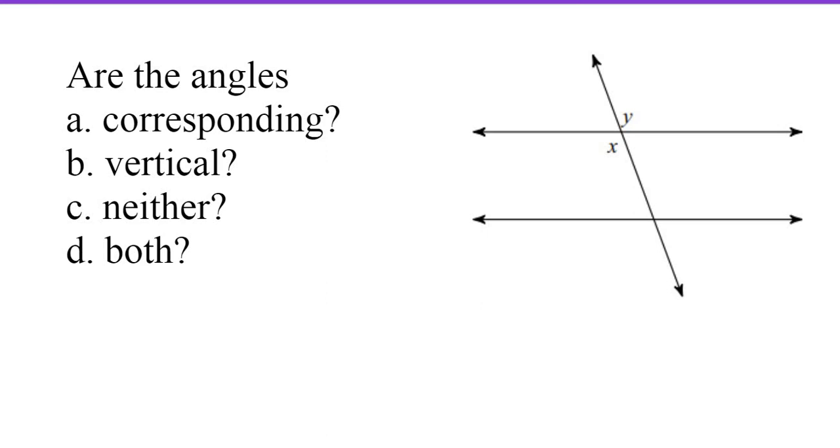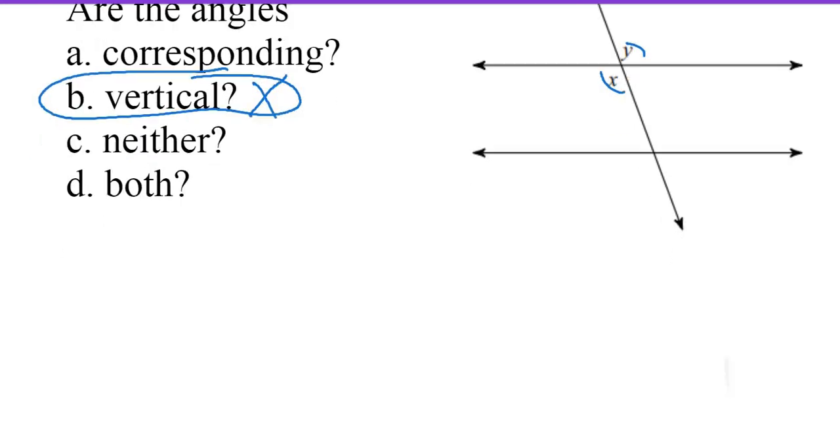Next, are these angles corresponding, vertical, neither, or both? Well, these are vertical angles. They are across from one another, created by two straight intersecting lines.